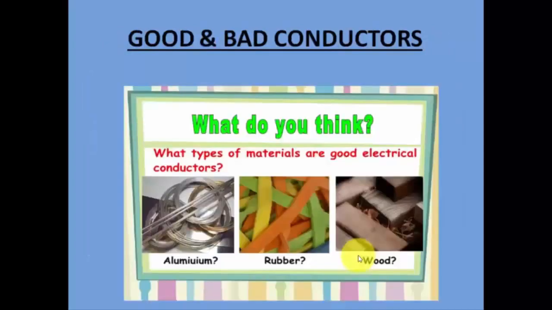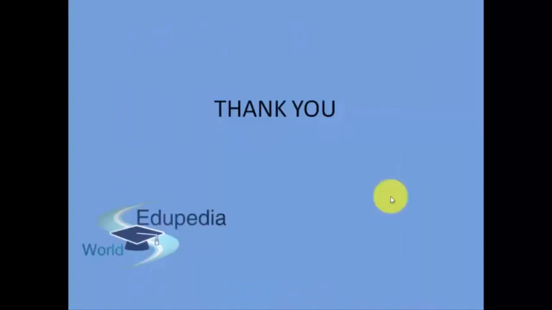So now it is a small exercise for you. What type of material are good electrical conductors? Is aluminium a good conductor? Yes, aluminium is also a good conductor of electricity. How about rubber? Rubber, we have learnt earlier, is a poor conductor of electricity. How about wood? Again, wood is also a poor conductor. It is an insulator. So we have learnt about what are conductors, what are good conductors, what are insulators.